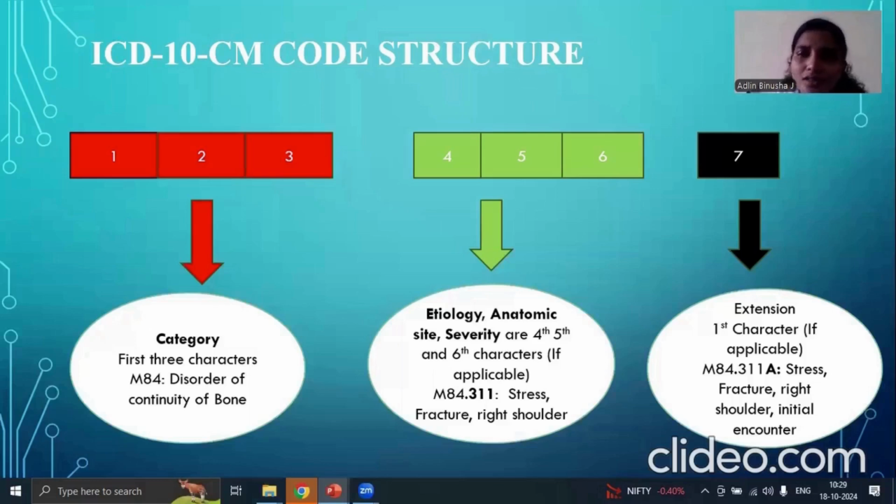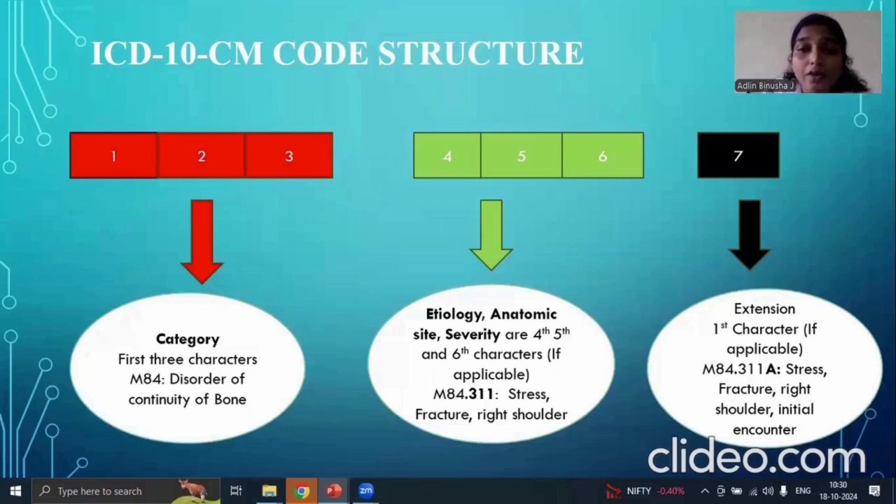For major things, the extension may not be available, but in a few cases it will be. It's only one character. It indicates whether it is the initial encounter. For some players, like kabaddi or football players, several fractures may occur, right? So it may be the second, third, or fourth encounter at the same site. We need to mention that as well. Since this is an initial encounter, it is A.